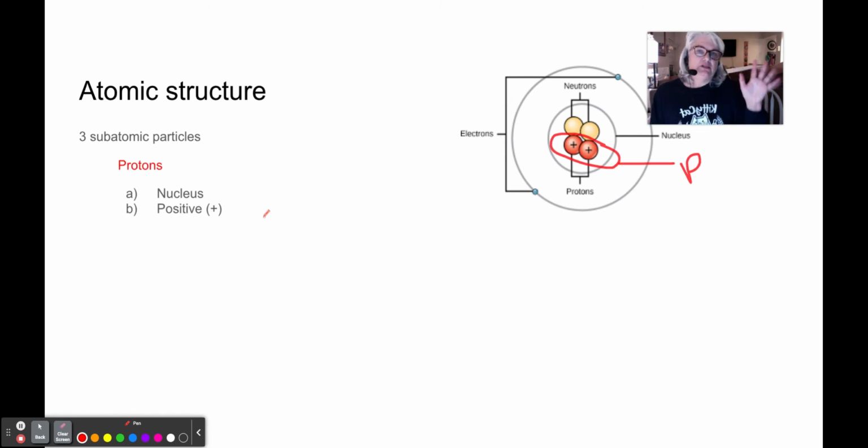Now, I know we talked about the nucleus in a cell. Similar idea. This is like the center of the atom, and it's where all the mass of the atom is. So in the nucleus, we have protons, which are positive. So if I ask you, where are protons found? They're in the nucleus. What is the charge of a proton? It is positive.